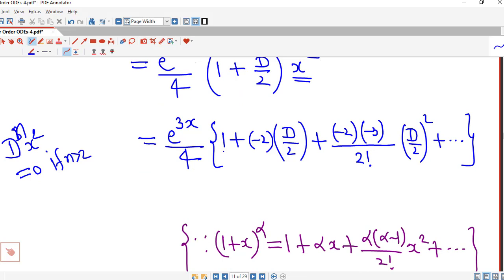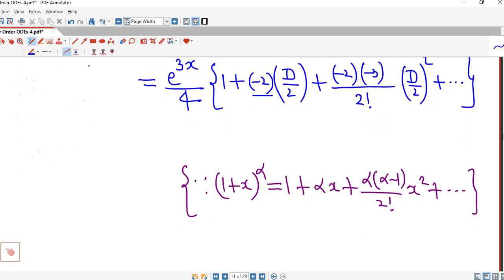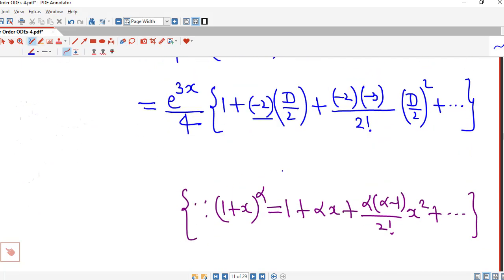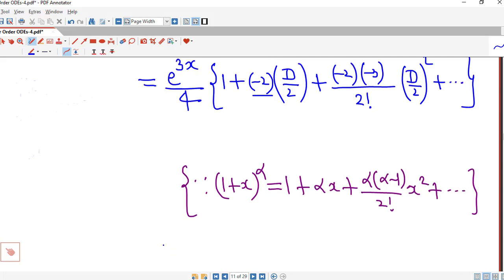So here we have 1 plus alpha into x, alpha is minus 2, x is d by 2, then minus 2 into minus 3 over 2 factorial, d by 2 whole square. In the next term we will have minus 2, minus 3, minus 4 over 3 factorial, d by 2 raised to 3. That will give us d raised to 3, but it is not necessary to write here because our function is x square. So now we can simplify this.